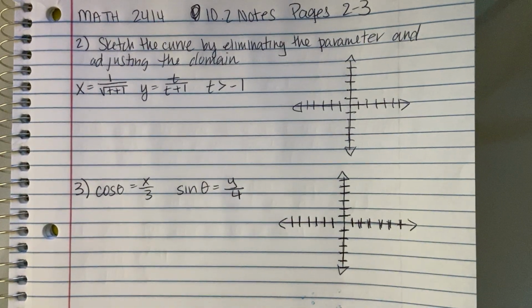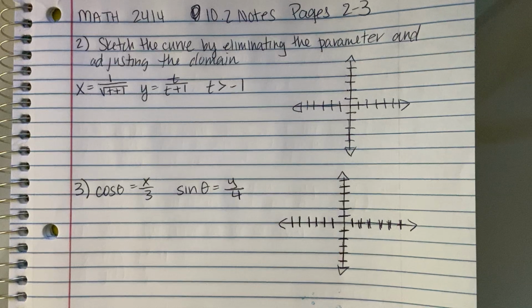Okay, calculus, picking up where we left off. Number 2 on page 2 was sketch the curve by eliminating the parameter and adjusting the domain. So here we're going to try to use our strategy from the second part last time, getting rid of one variable and then plugging it into the other one.